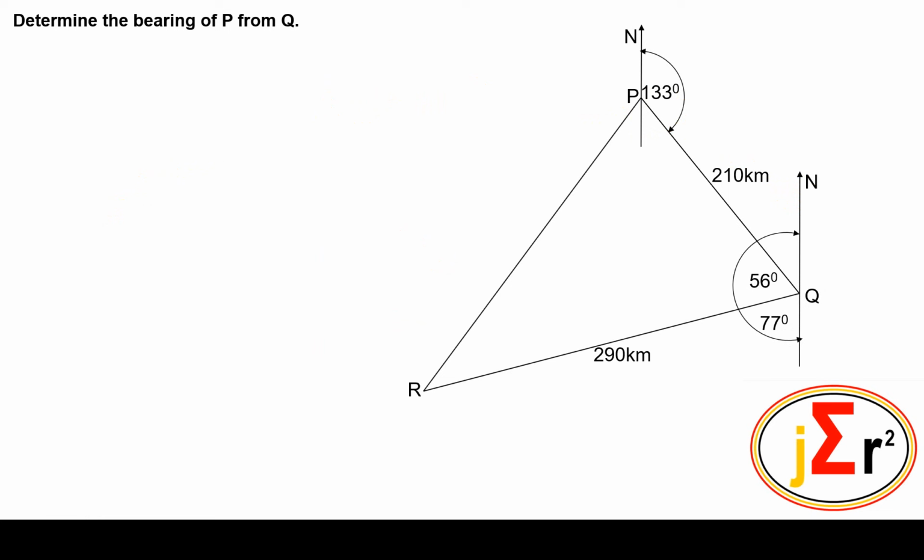Determine the bearing of P from Q, or we prefer to say, determine the bearing of P as taken from Q. We first need to identify the line segment PQ. Because the bearing of P is taken from Q, we need that line segment, and we have it right there.